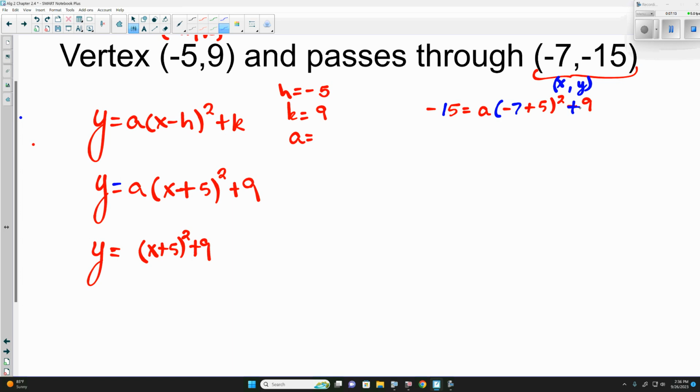Because equals y, so our y value will be negative 15, our x value is negative 7, and we get this here. Now we can do negative 7 plus 5 first, which is negative 2 squared. Well, negative 2 squared is 4. And then we put it in front of the a for a because negative 2 squared is 4. Then we would indeed subtract 9 from both sides.